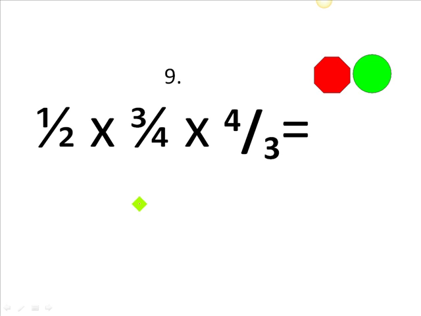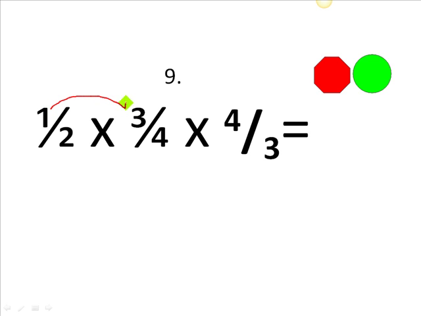Number 9, multiply these fractions. Click on the stop sign. Okay, let's see how you did. Multiplying fractions is exceedingly easy. You simply multiply all the numerators, multiply all the denominators, and then simplify as necessary.